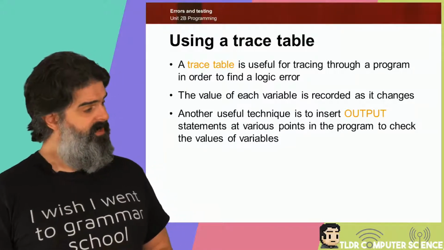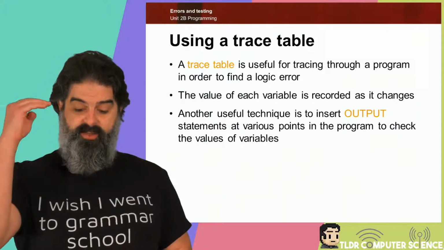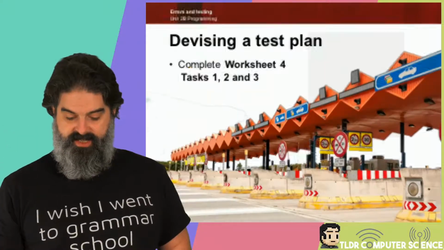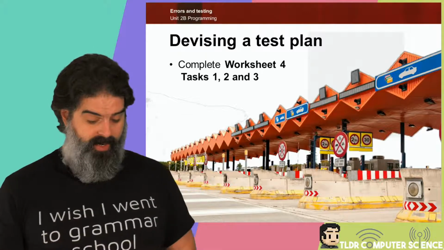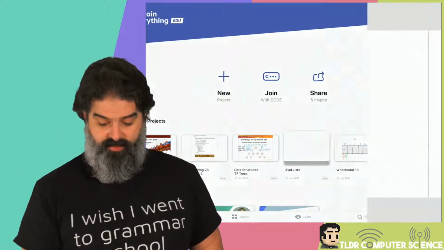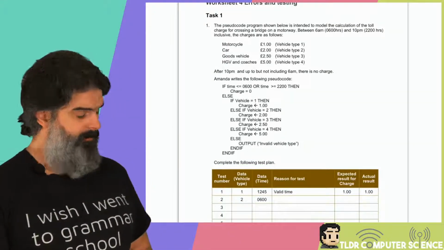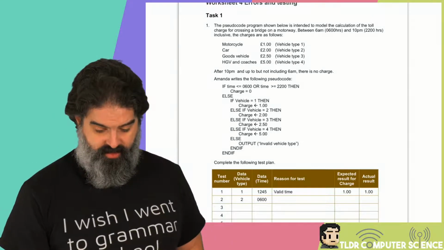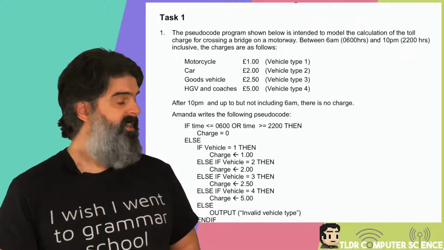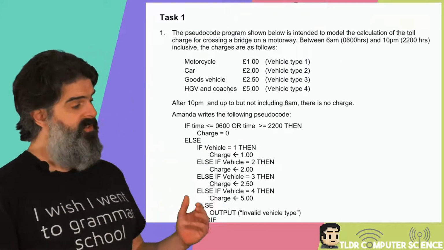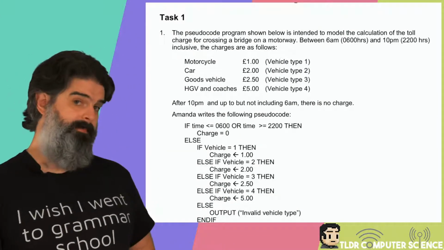Trace tables we've looked at before, so you trace a variable and then you keep tracking it to see where the problem actually is. And that's the new knowledge for today. What I'm going to do with you is go through this worksheet that you've got to do for today. And it's a really good opportunity to recap programming.